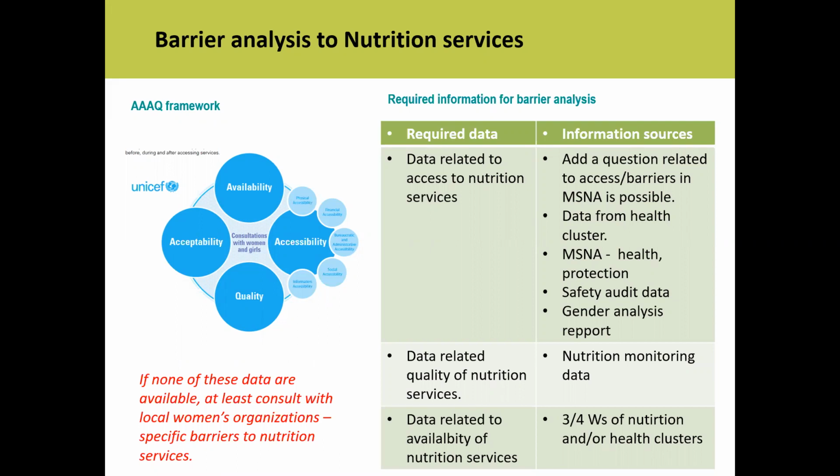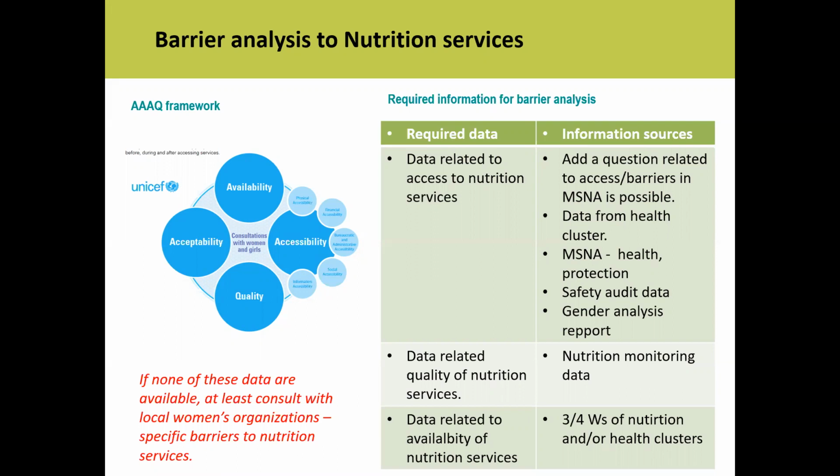Some of the information sources you could use: for example, MSNA has a lot of information on barriers to access in general for different services. If there's no direct information for nutrition, maybe you could use this as a proxy. Health actors also normally collect a lot of information about barriers and safety perception around health, so you could use this data too. And safety audits, gender analysis, and GBV subcluster also do secondary data analysis.